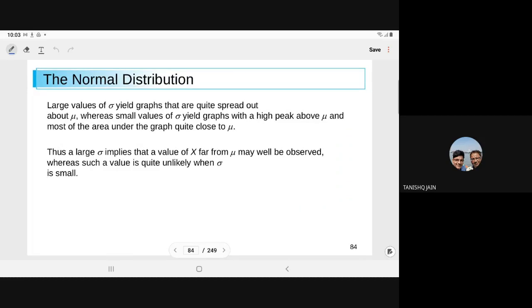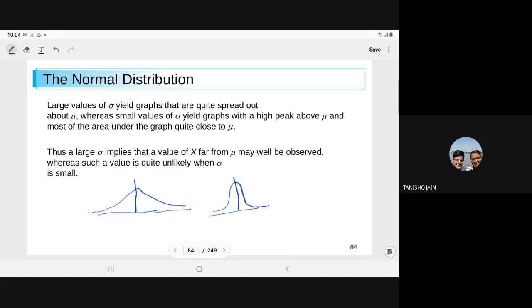So here, if we have a large value of sigma, then it is more spread. If we have a small value of sigma, then it is less spread. It means sigma shows the consistency. If sigma is small, variability is small, then our data is consistent. Otherwise, it is not consistent. So if the data is stable, then sigma is small. Otherwise, sigma is large.